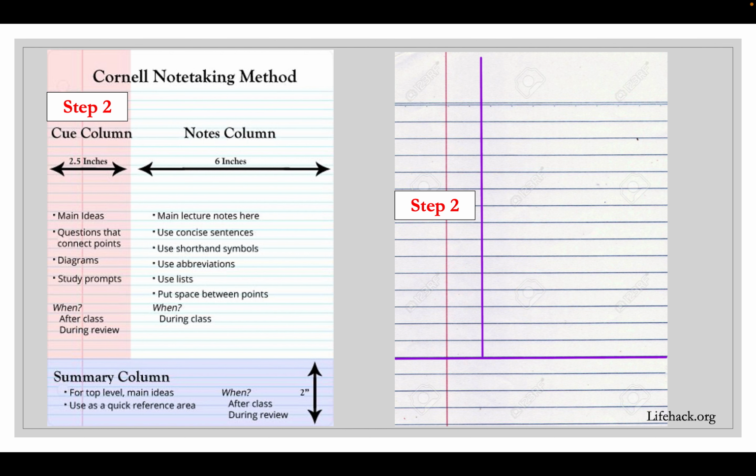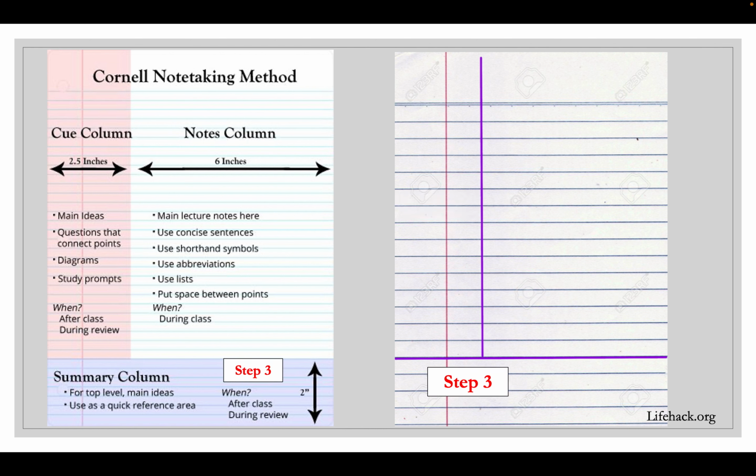Next step, or step number 2, is in the Q column on the left-hand side of the paper. You're going to write any main ideas, kind of like bullet points of what all the information was on the right-hand side of the paper. Any questions that connect points, or kind of creating study prompts. You're going to do this step after class when you're reviewing your notes.